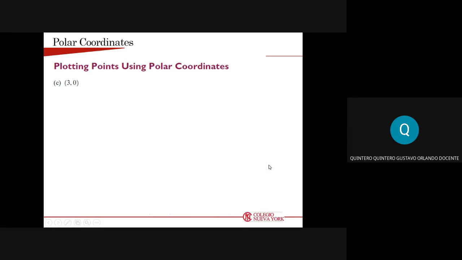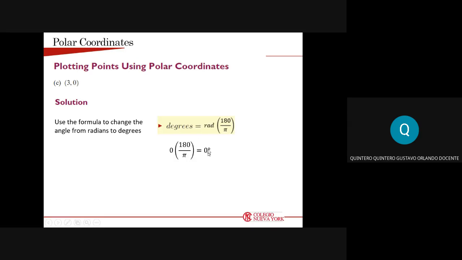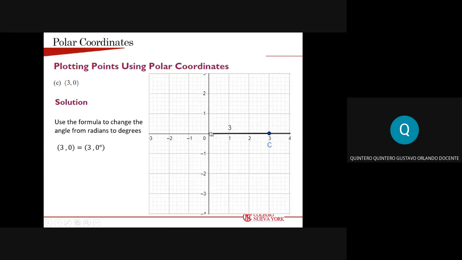Another example. What if we have something like this? 3, 0. All right, so 0 is in radians. Of course we can just do the exact same formula to change the radians to degrees, but we don't have to. An angle of elevation of 0 radians is 0 degrees. We haven't elevated the point. The point is exactly on the x-axis because it has 0 elevation. 0, that is the degrees. But the r is 3.